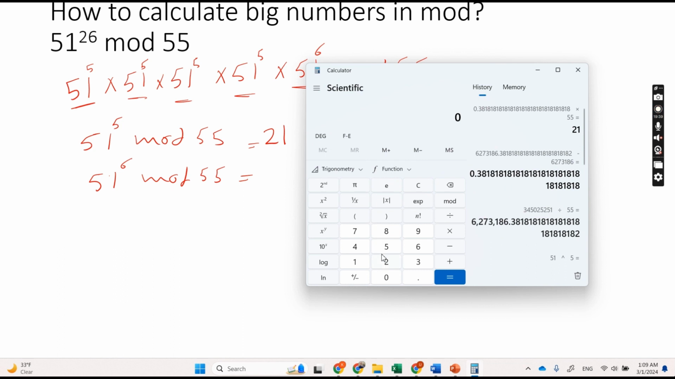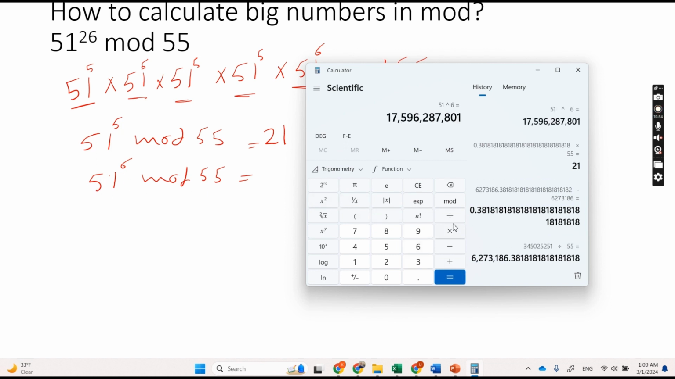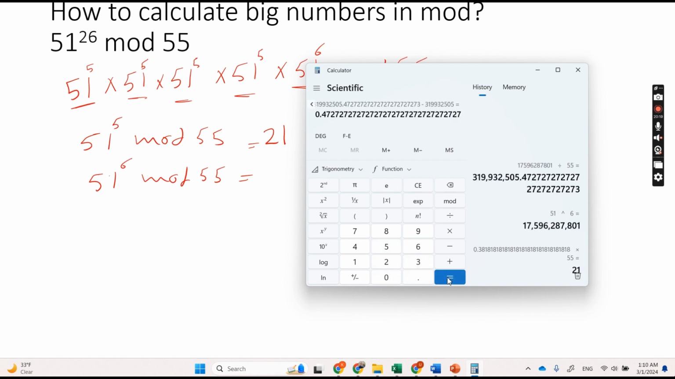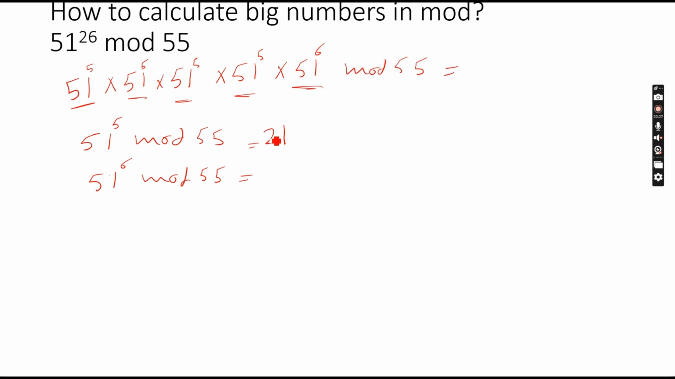So let's go to the other one. Now we want to calculate 51 to the power 6 divided by 55, and then delete or subtract everything at the left side of the decimal number. So now minus 3,199,32,505, and this number should be multiplied by 55, which is equal to 26. So the answer here is 26. Now, what's the answer of this one?